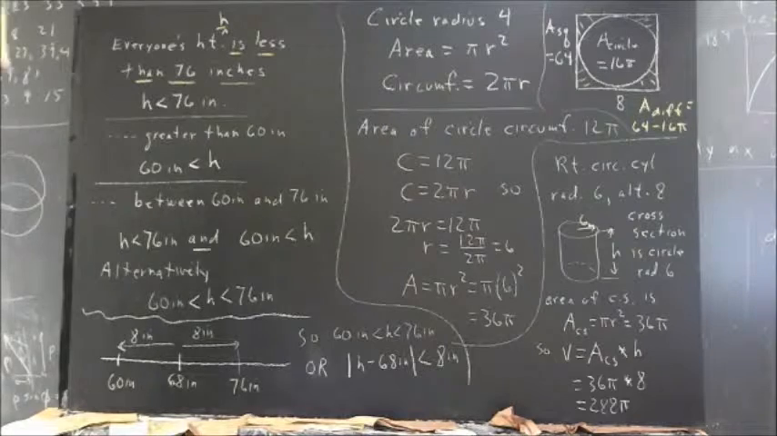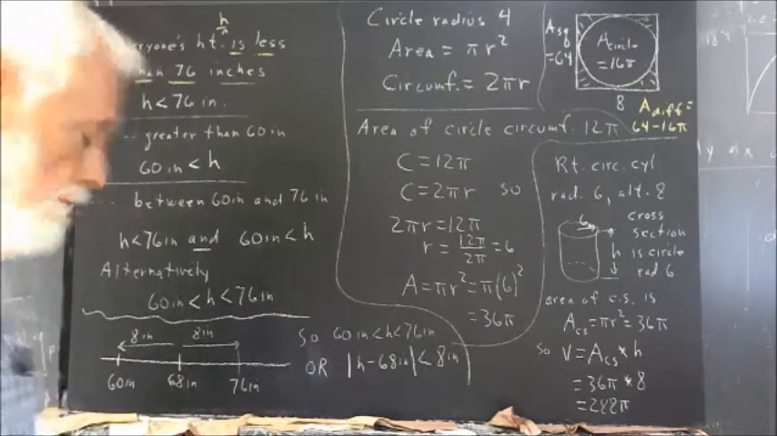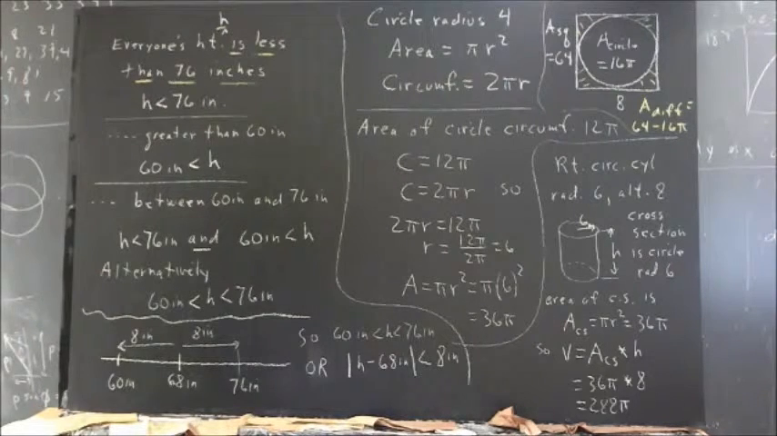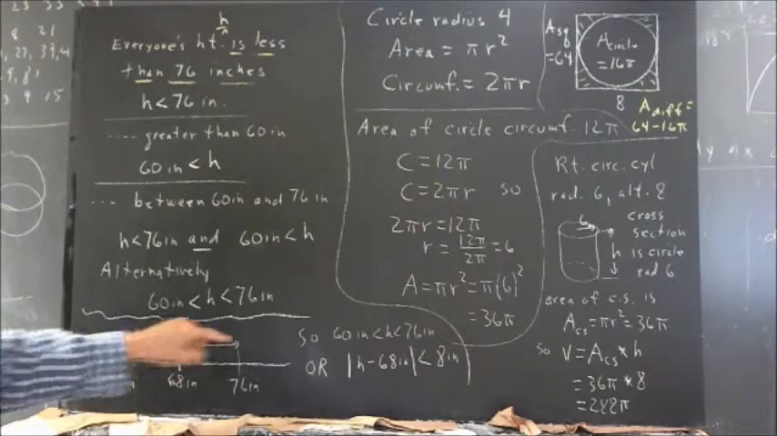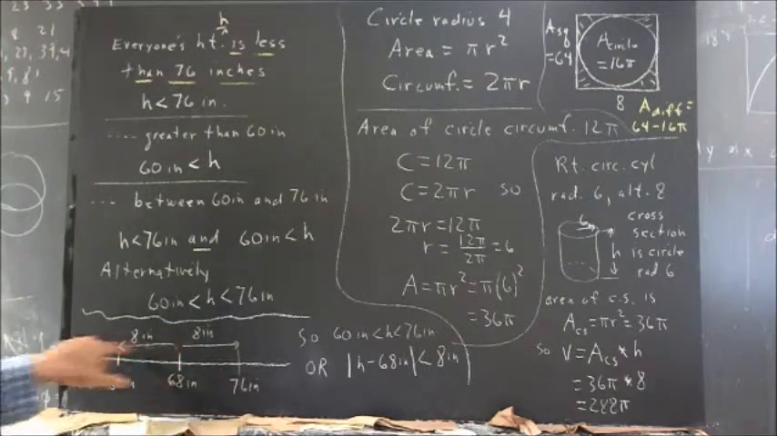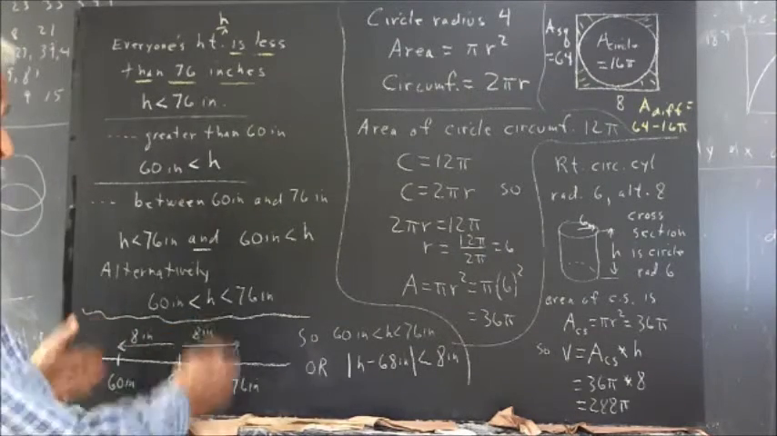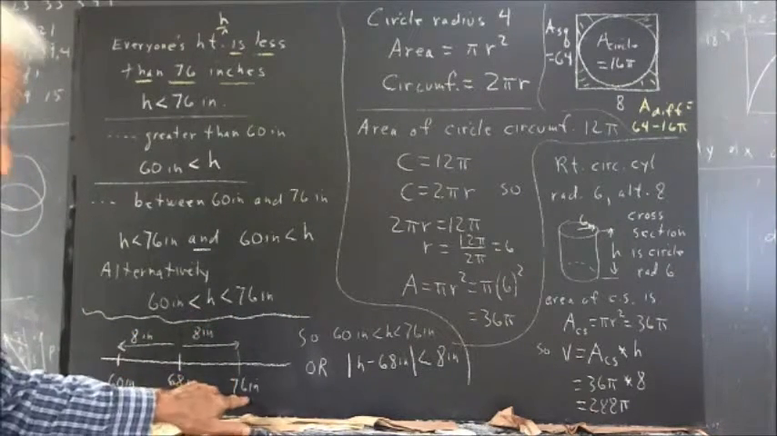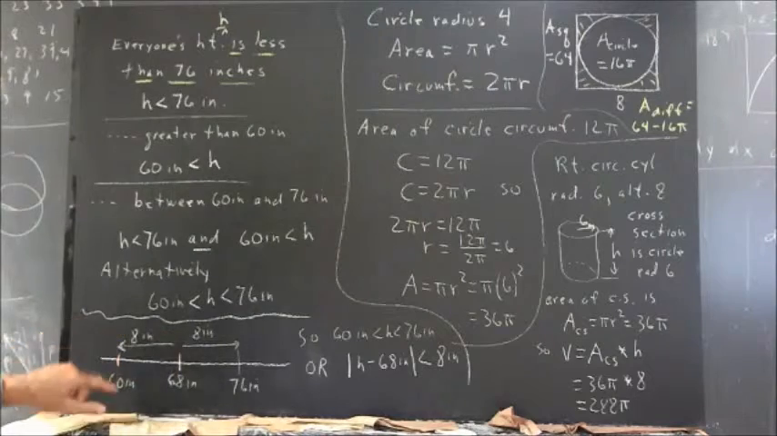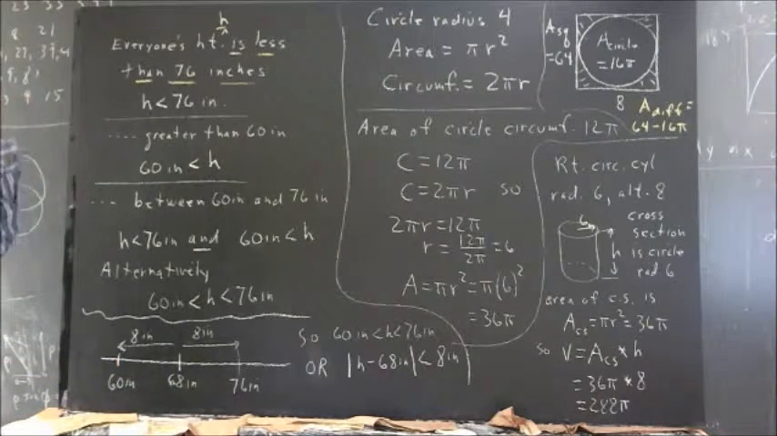Now another way of looking at the situation, the fourth question, I believe, says that everybody's height is within 8 inches of 68 inches. So I drew that on a number line. I put 68 inches here. We go 8 inches this way, we go 8 inches this way. Everybody's got to be within that span. And of course, 8 inches this way from 68 inches is 76 inches, and 8 inches this way is 60 inches.